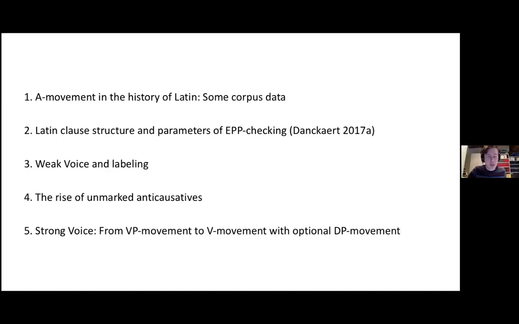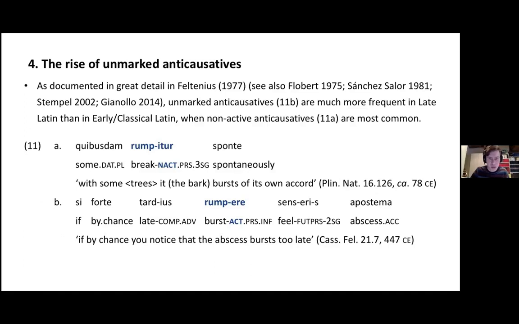So let's then have a look at a new kid on the block, namely these unmarked anticausatives. So the tree we looked at, the one that had internal merge of the internal argument, that would be relevant for a structure like 11a. That's a non-active marked anticausative. And here I added, well, no, Pliny added the adverb sponte, which really shows that this is an anticausative, not a passive. Rumpitur could have been rumpit.